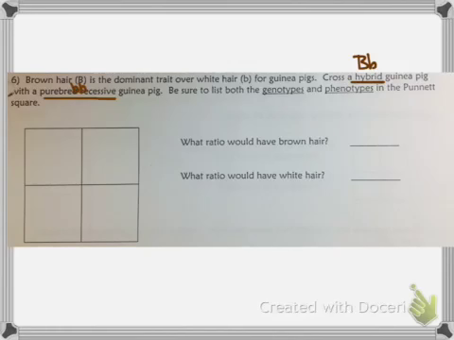And so brown hair is dominant over white hair for guinea pigs, and we are crossing a hybrid guinea pig with a purebred recessive guinea pig. And then they want you to be sure to list both the genotypes and the phenotypes in the Punnett square.